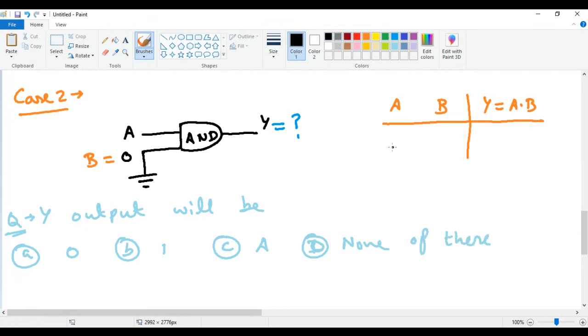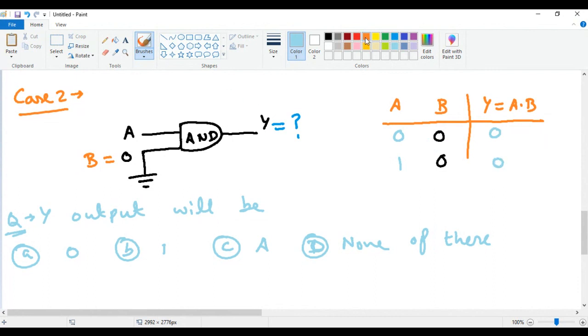In this case, what is the value of B? B is fixed. Because B is 0, it will be 0 always. And let us assume A. What will be the value of A here? A can have two values, either 0 or 1, because A is not fixed, it is a variable. So let us try to calculate the output again. 0.0 will be 0, 1.0 will be 0, and 0.0 will be 0 again.